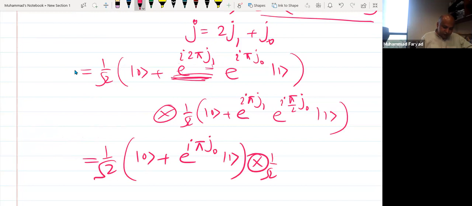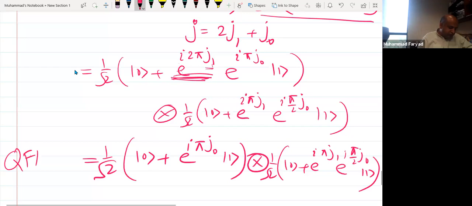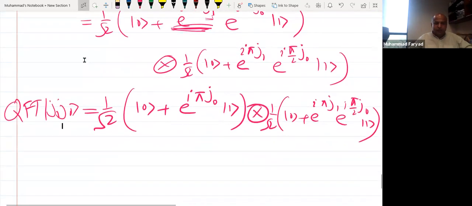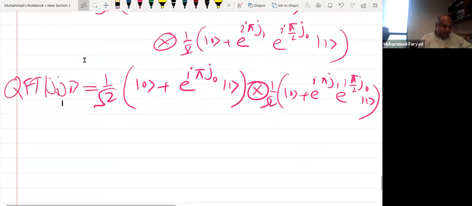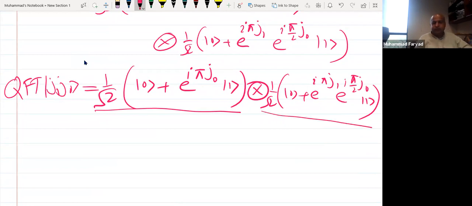and 1 over square root 2, |0> plus exponential iota pi j1 exponential iota pi by 2 j naught, 1. So this is QFT of j1, j0. Okay, so let's now try to make a circuit for it. So I have to transform one qubit into this and another qubit into this state. So let's see how I can do it.